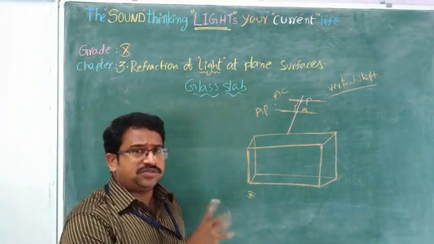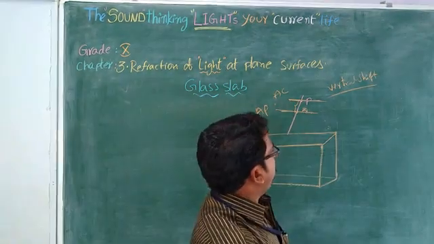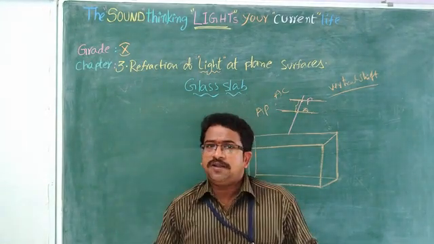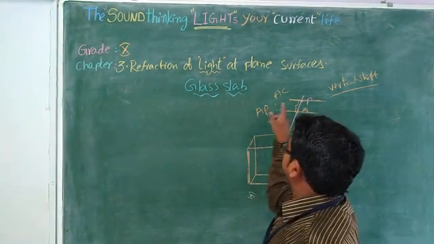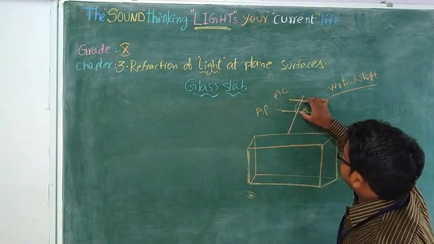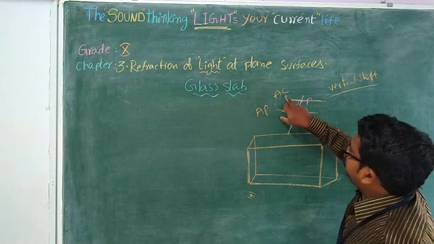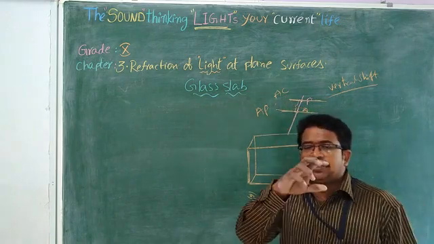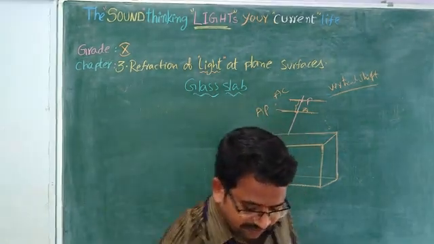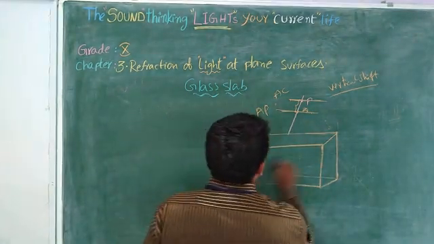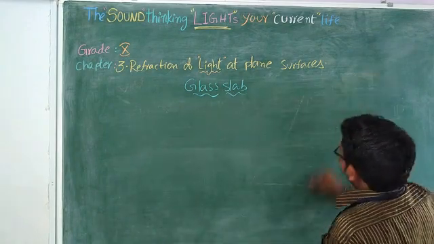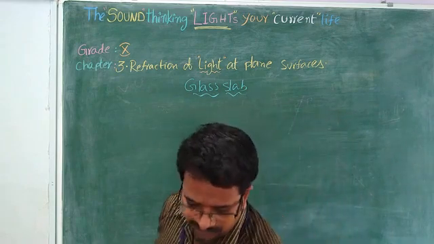I think you have understood about this. The distance or the gap between the actual position and the apparent position is considered as the vertical shift. Vertical shift. Okay. Now, based on this vertical shift, so many questions are there. How can we find the refractive index with the help of this one?